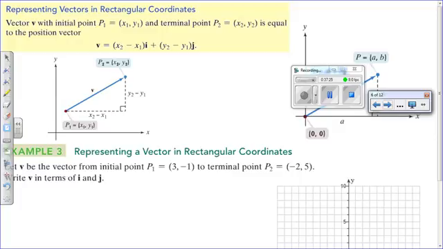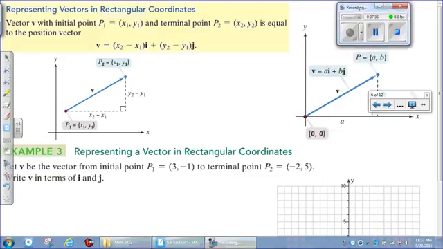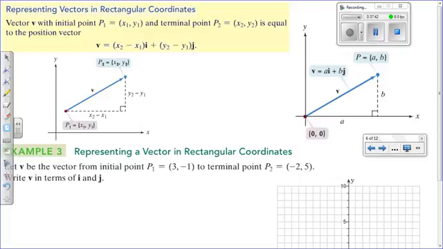Okay. Now in this case, the initial point might not be at the origin. So we're going to make them be at the origin because those types of vectors are easier to work with. And if you notice here, the example is giving us the initial point, the coordinates 3, negative 1. And then the terminal point is at negative 2, 5.